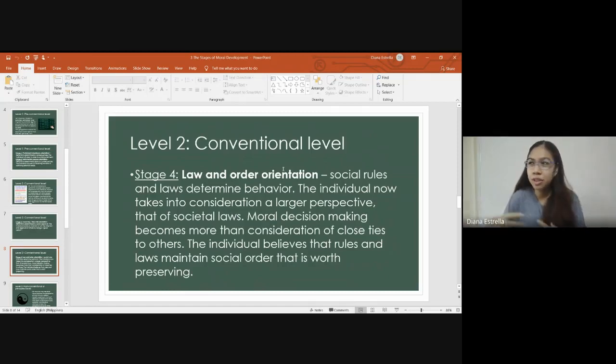You're trying to move outside yourself, about what's in it for me. You're trying to move outside that kind of reasoning. You're now trying to put harmony in the society, parang ganun. So ang level 1 is about the individual. Ang level 2, itong conventional level, is about conforming to society, to social rules.